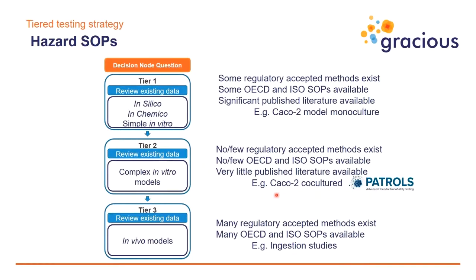Projects such as PATROLS have started to publish such models, which will be useful in future as evidence increases to understand more the certainty or uncertainty of the data generated by such models. And then at tier 3, there are a large number of regulatory accepted methods available.